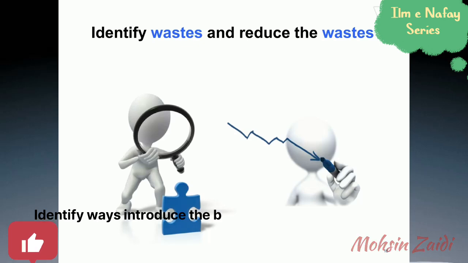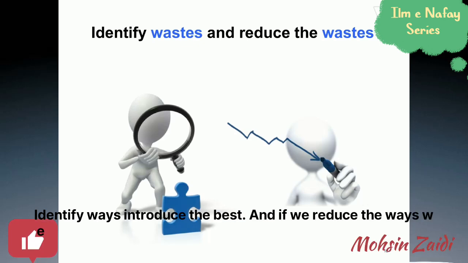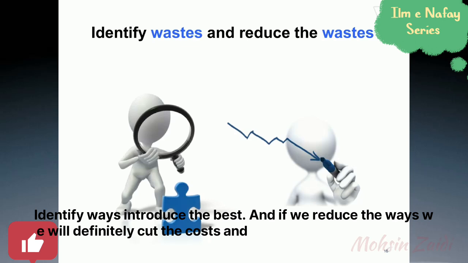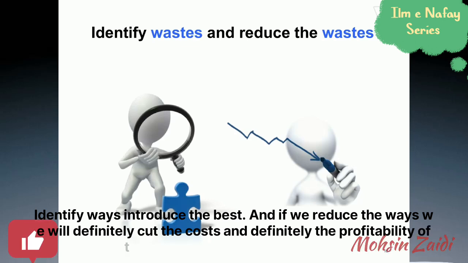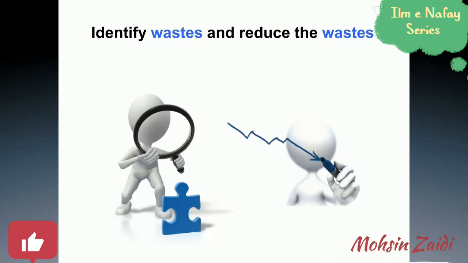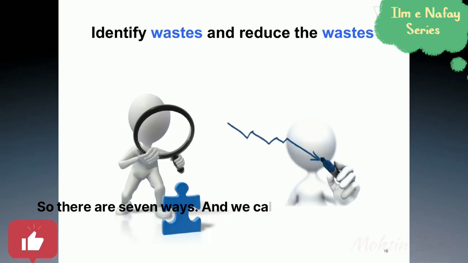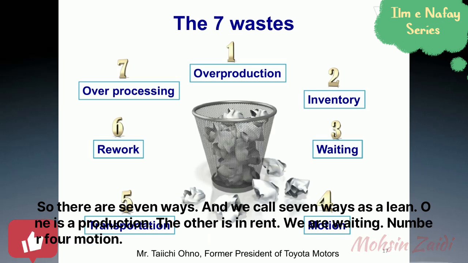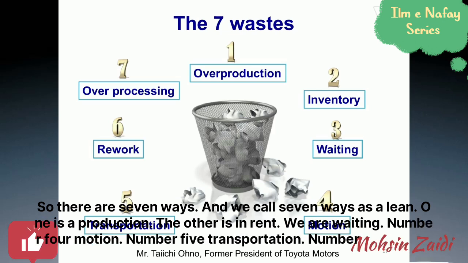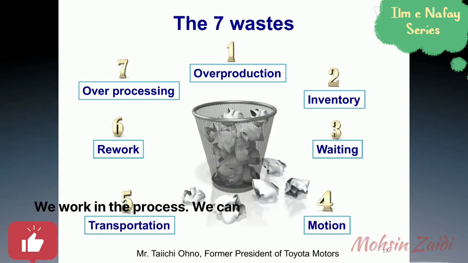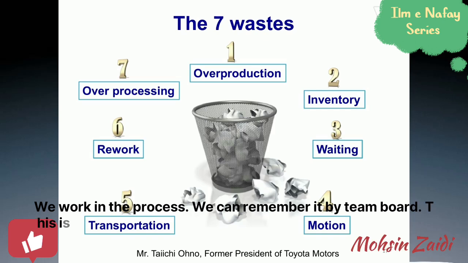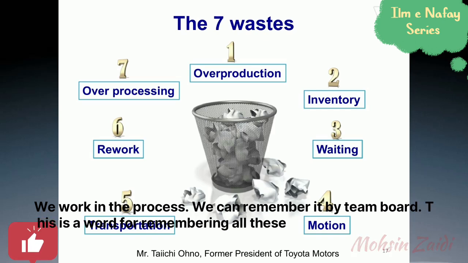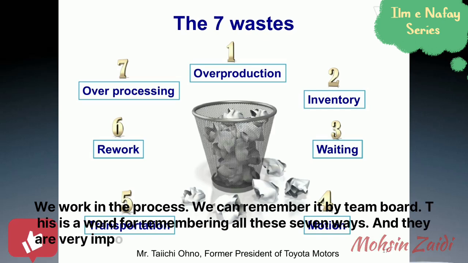Identify waste and reduce the waste, and if we reduce the waste, we will definitely cut the costs, and definitely the profitability of the organization will improve. There are seven wastes, and we call the seven wastes lean. One is overproduction, the other is inventory. Number three, waiting. Number four, motion. Number five, transportation. Number six, rework, and number seven, over processing. We can remember them by TIM WOOD. This is a word for remembering all these seven wastes, and they are very important from an organization point of view.